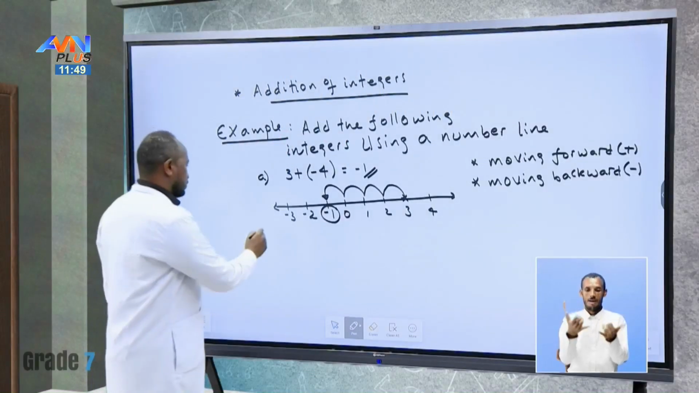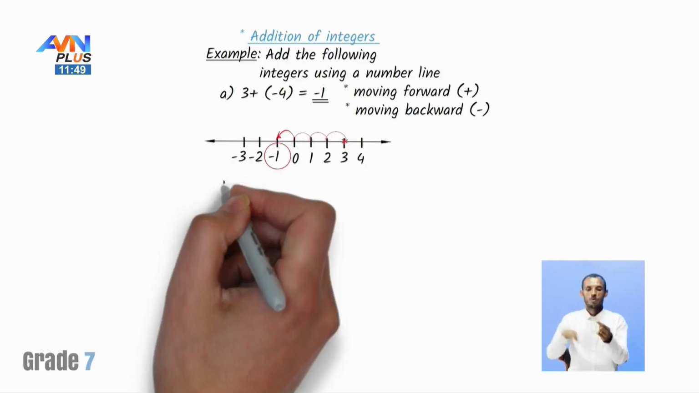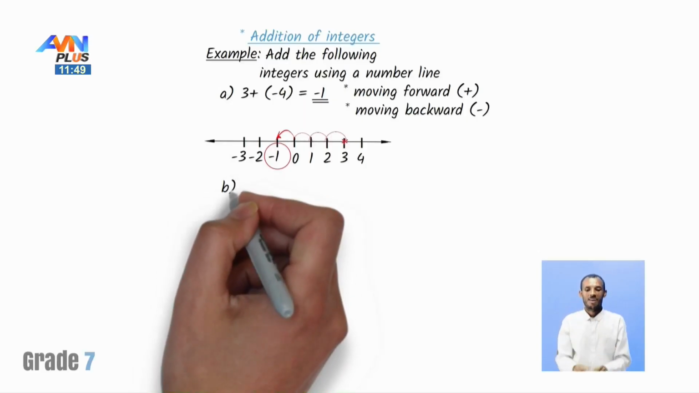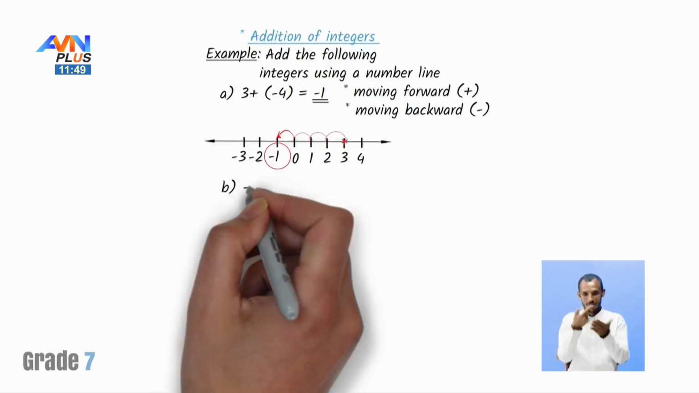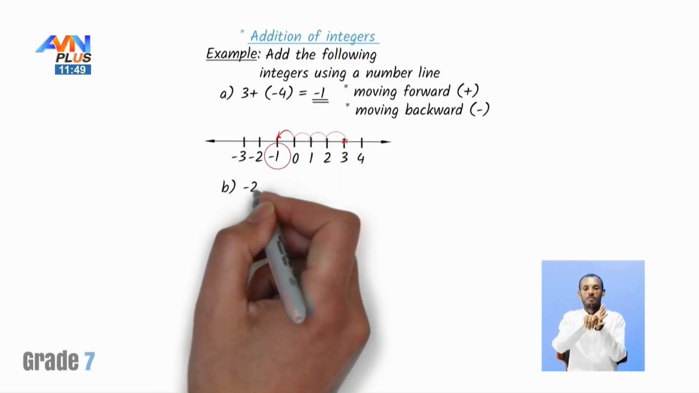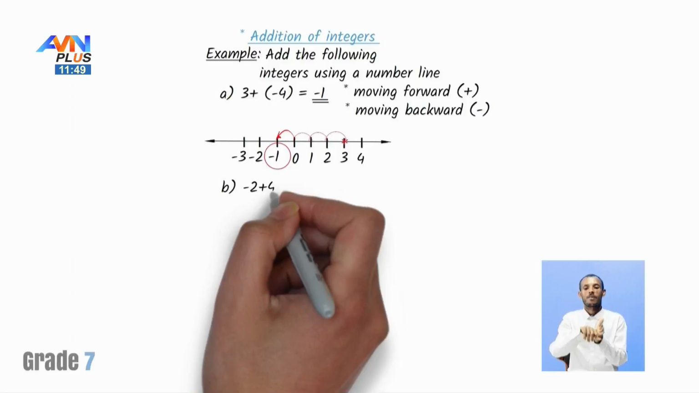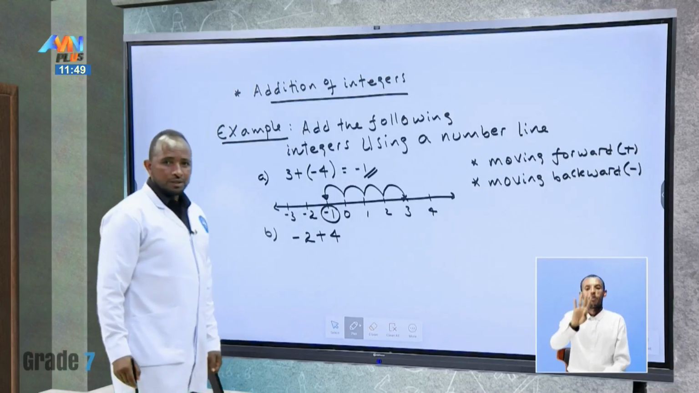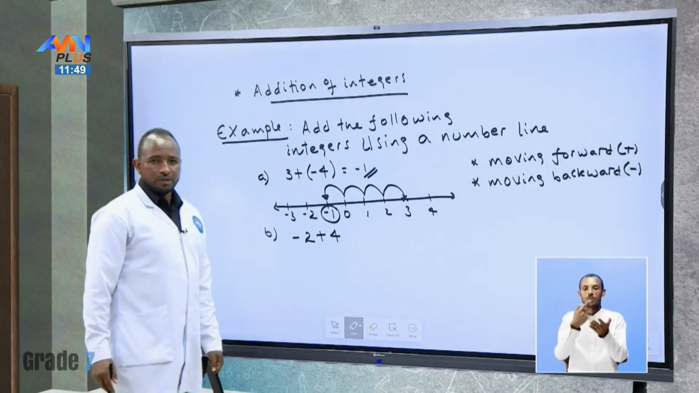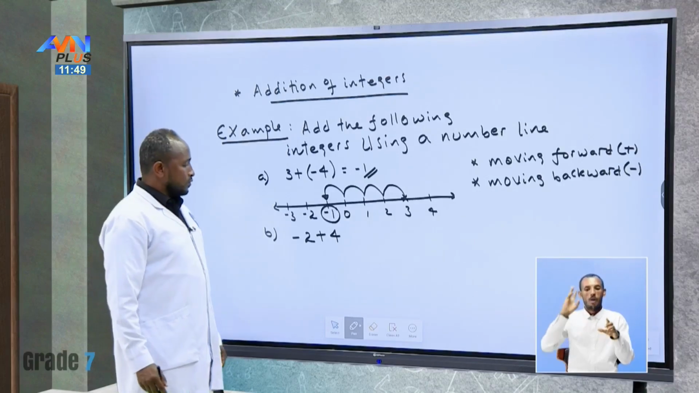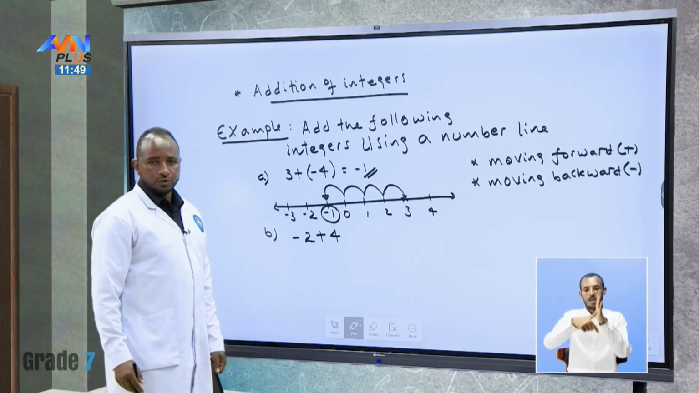Therefore, 3 plus -4 is -1. Now, let's continue to the second example. Okay, take these numbers, -2 plus 4. Please, students, try to add these two numbers using a number line. I'll give you 10 seconds for this question.